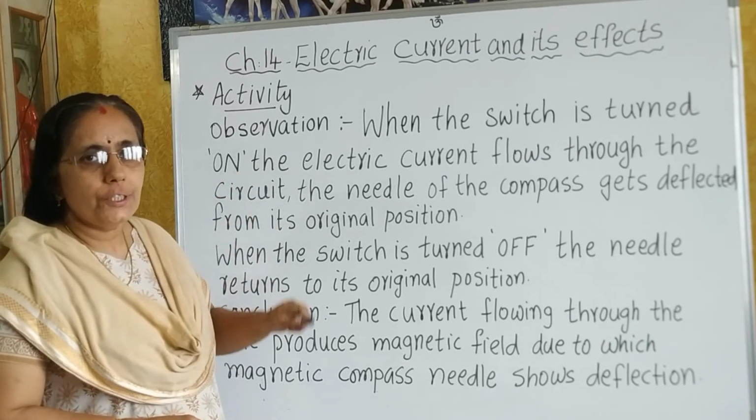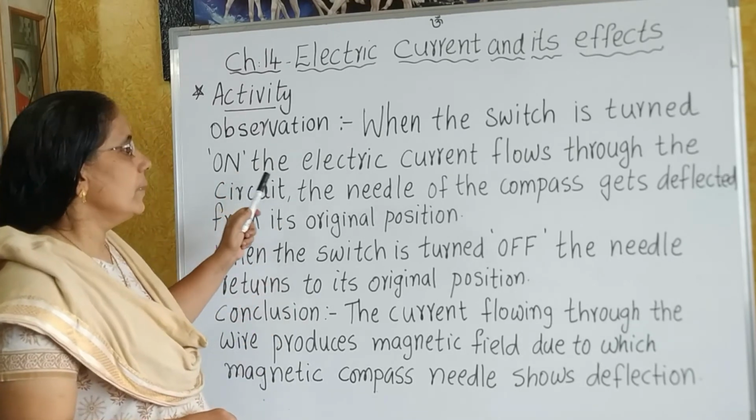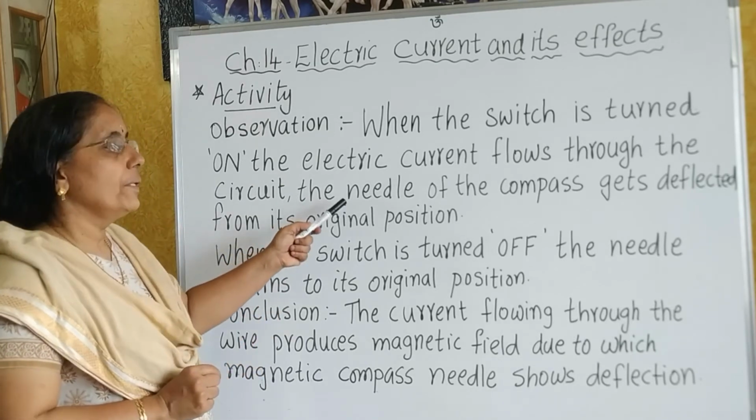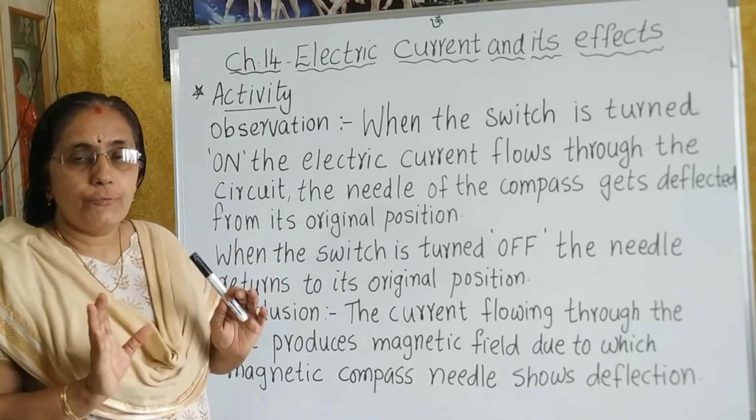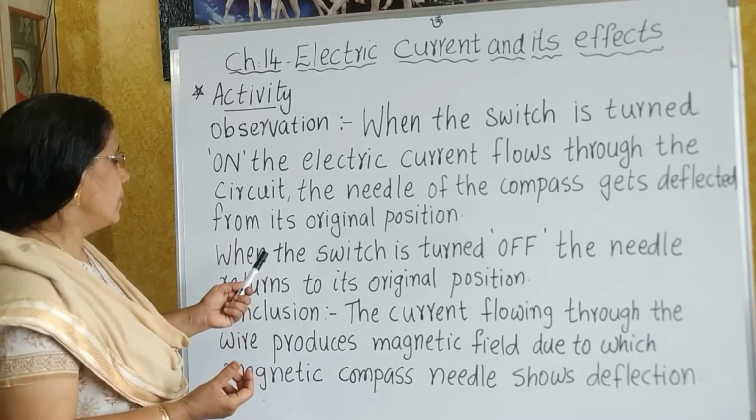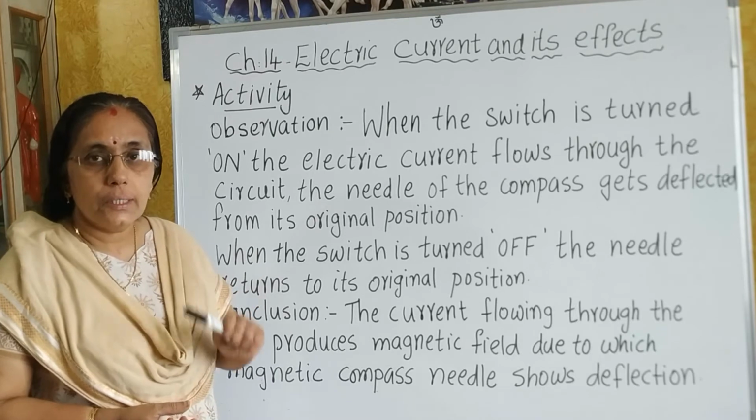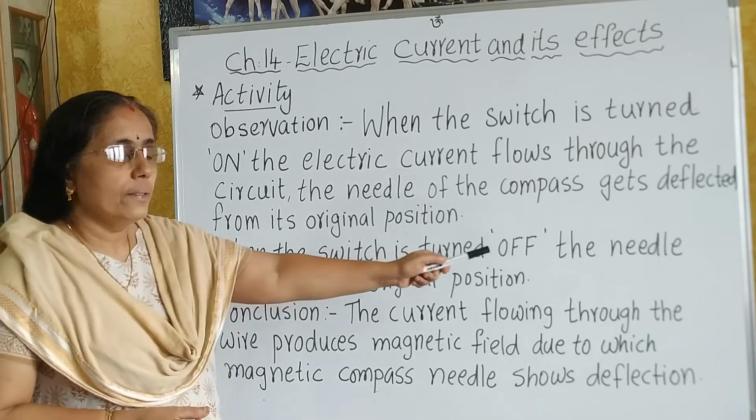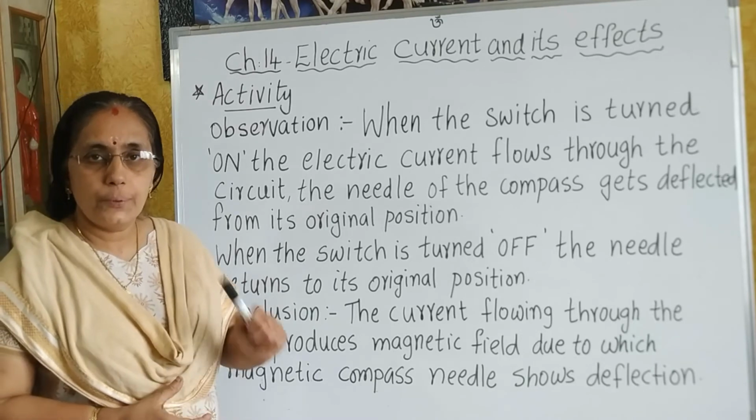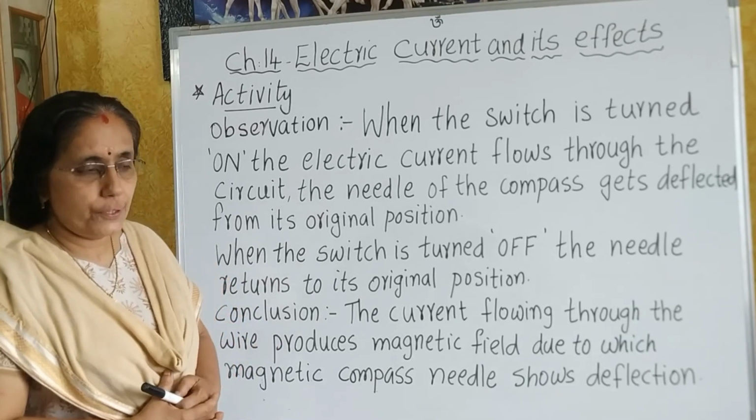So what is the observation of this activity? When the switch is turned on, the electric current flows through the circuit. The needle of the compass gets deflected from its original position. And when the switch is turned off, then the needle comes back to its original position. These are the two observations.